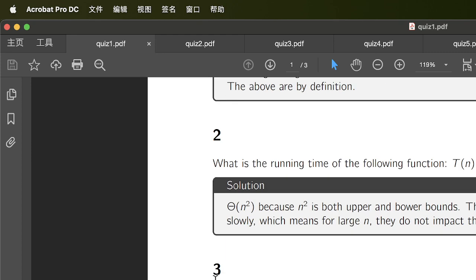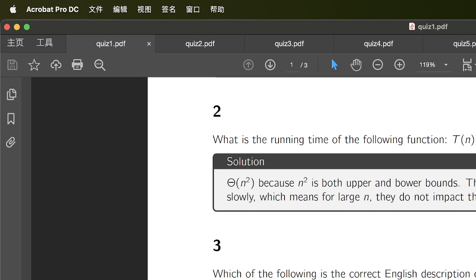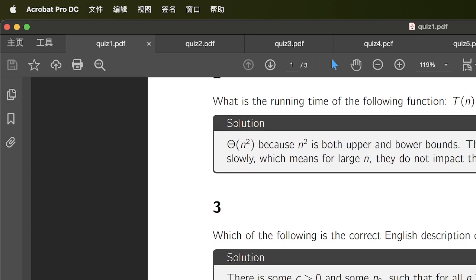Okay, so number 3, which of the following is the correct English description of f of n is equal to O of g of n? So it's for definition, so that means there's some c bigger than 0 and some n0 such that for all n bigger than n0, we have f of n smaller than c multiplied by g of n. Yeah, it's just by definition.